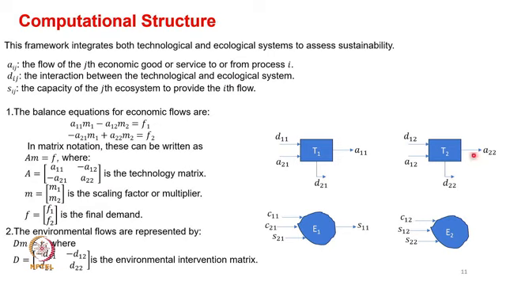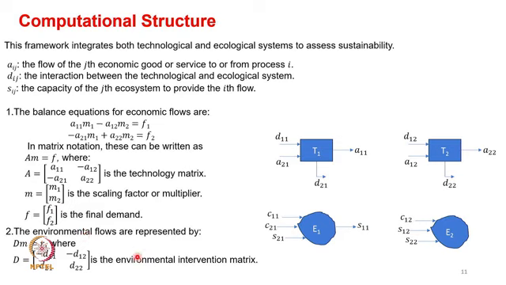So let's look at the first two cases. For instance, the balance equation across economic flow would be A11 M1 minus A12 M2, which is F1, and similarly minus A21 M1 plus A22 M2 would be equal to F2. And this, of course, we can write in a compact vector-matrix form: AM equals F, where A is the matrix that comprises A11, minus A12, A21 and A22, which we call the technology matrix. We have done this earlier. And M is the scaling factor or multiplier, which is the vector of M1 and M2, and F1, F2 is the final demand.